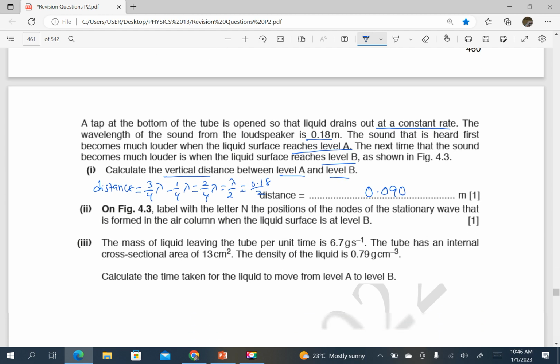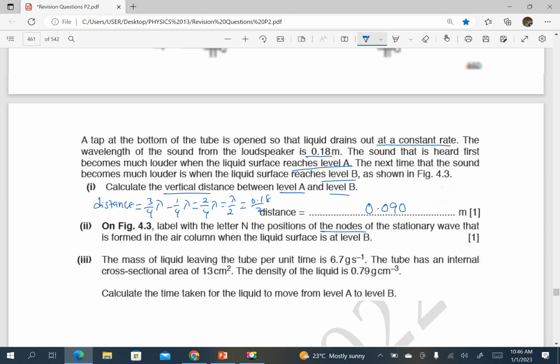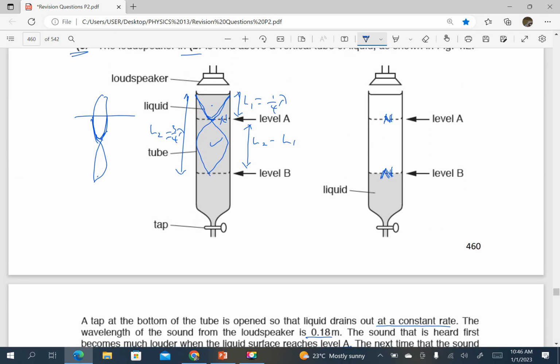So the distance between level A and level B is 0.090 meters. Then on figure 4.3, label with the letter N the positions of the nodes of the stationary wave that is formed in the air column when the liquid surface is at level B. So if the liquid surface is at level B, we shall have this node here and this node here. You can see what I've drawn here.